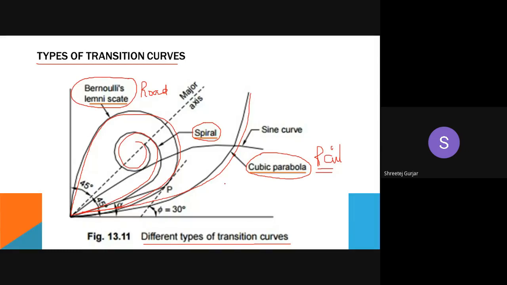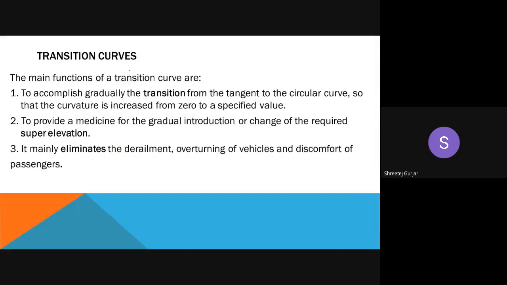After we learned the different types of transition curves and where they are provided, we can move on to a few main functions of a transition curve. Now we will learn in detail the main functions of a transition curve. The first point: to accomplish gradually the transition from a tangent or a straight line to a circular curve. That is the main thing of a transition curve.